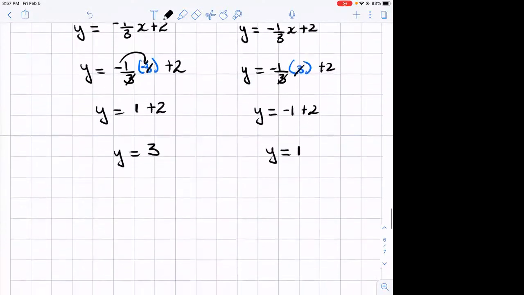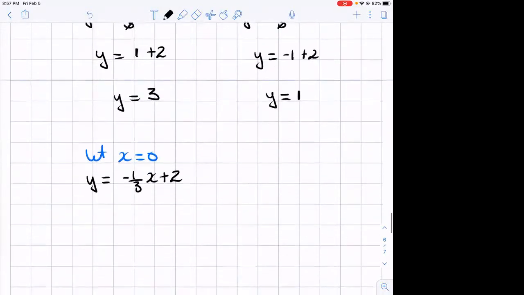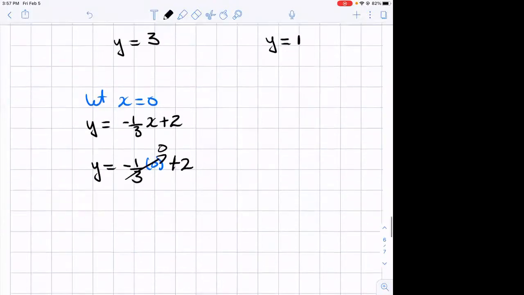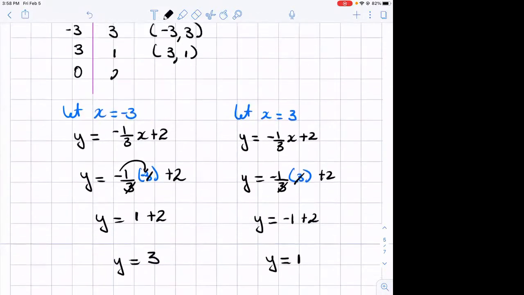And then we do the same thing for 0, okay? Let x equal 0. If I let x equal 0, my equation is y equals -1/3 x plus 2, so y is equal to -1/3, and instead of x, I write 0, plus 2. Now 0 times anything is 0, okay? So we end up with y is equal to 0 plus 2, so y is equal to 2. So this value here is 2, and that is 0, 2.